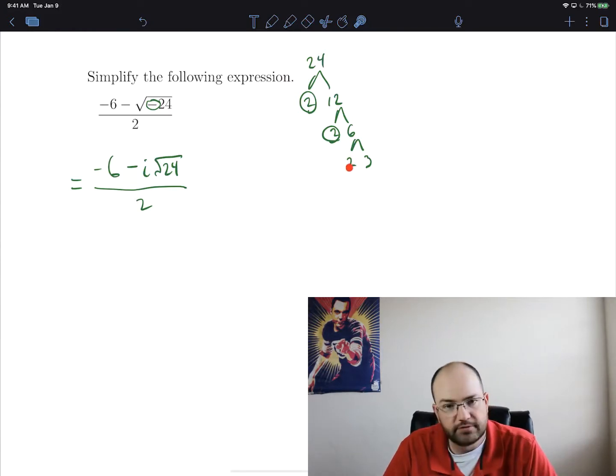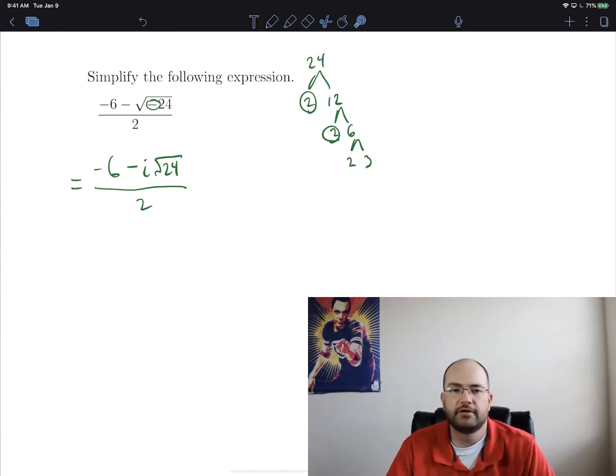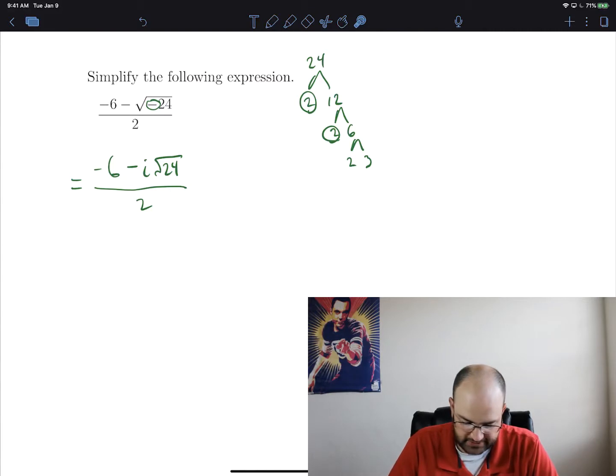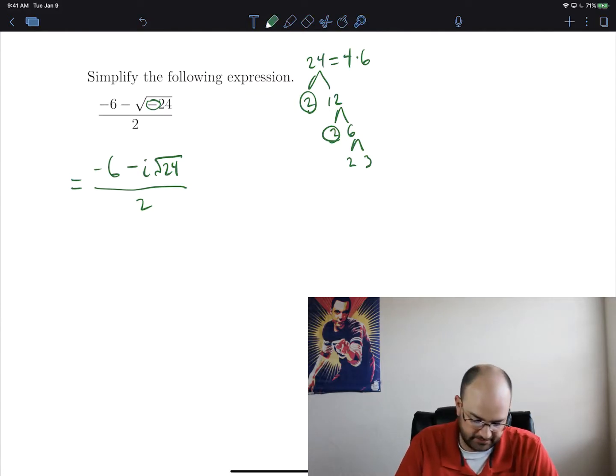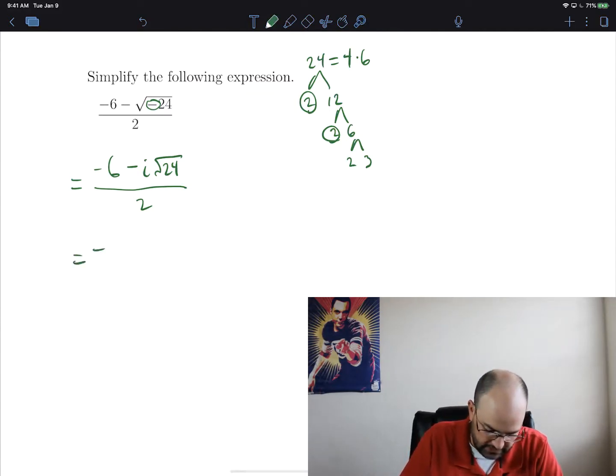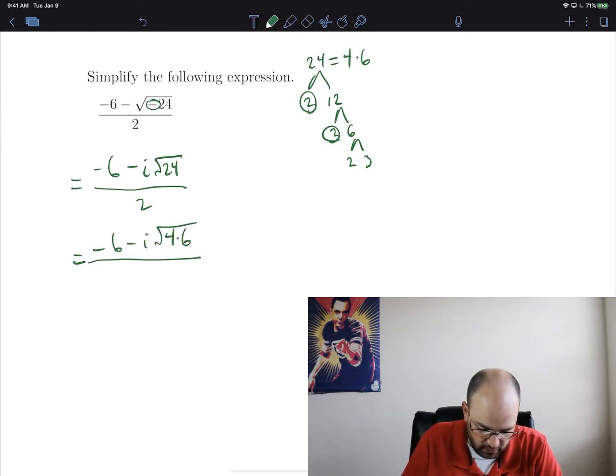Notice that I don't circle this 2 here because it doesn't have another 2 to go along with it. So it's very important that you only circle two items at a time. So let's multiply. 2 times 2 is 4. 2 times 3 is 6. So you should think of 24 as 4 times 6. So this is going to give me negative 6 minus i square root of 4 times 6, all over 2.